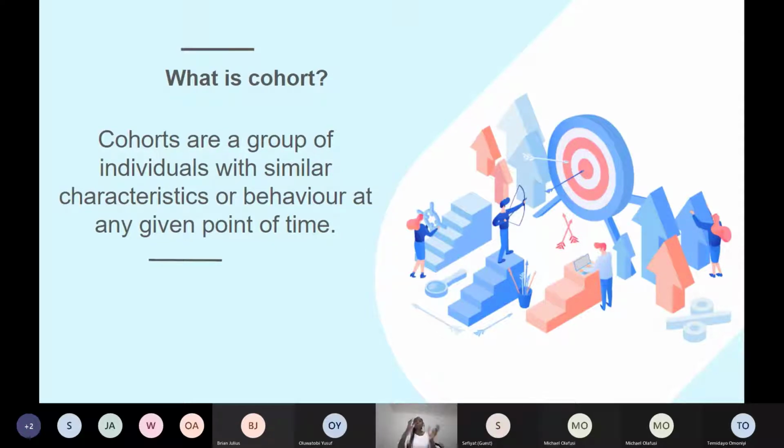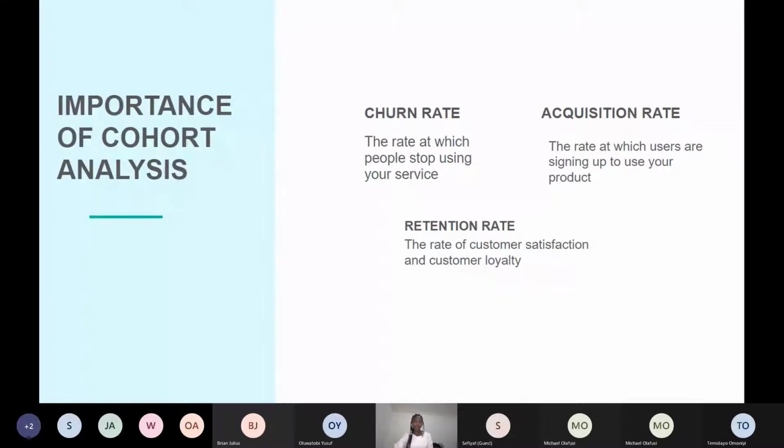It's just a group of people with similar characteristics. When you run your analysis, you check what is similar about them. But it's usually just a group of people. What is similar about them? And when we talk deeper about cohort analysis, you get to understand that.